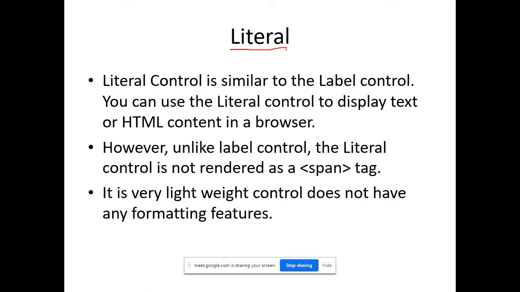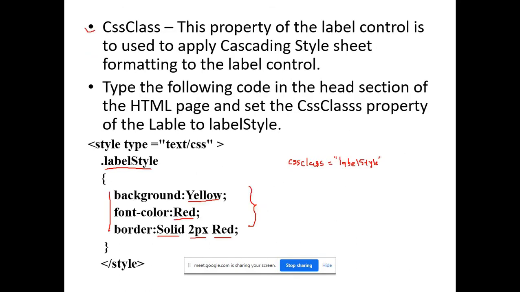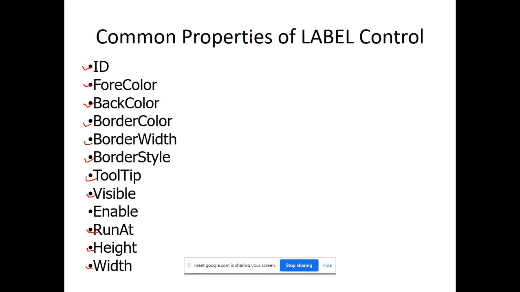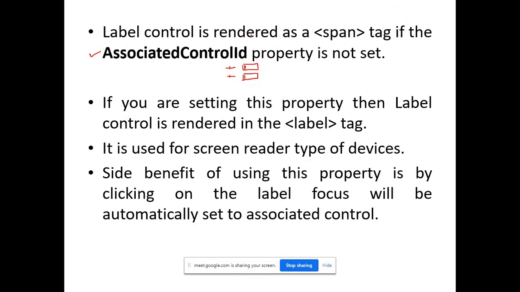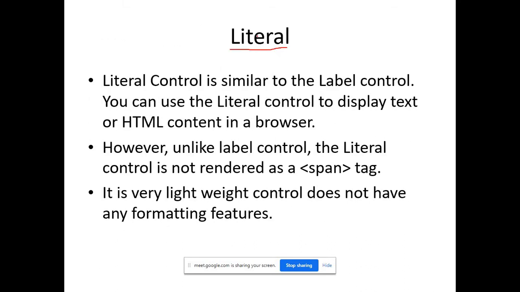So suppose we are talking about a label. In the label we have a lot of properties, right? ID is there, forecolor, back color, border style, tooltip, visible, CSS class, enable view state, associated control ID property. So there are so many properties of the label, but in the case of the literal control, very few properties are there.